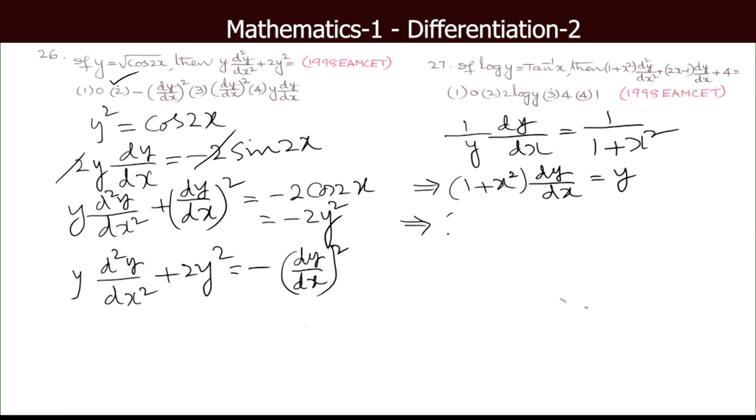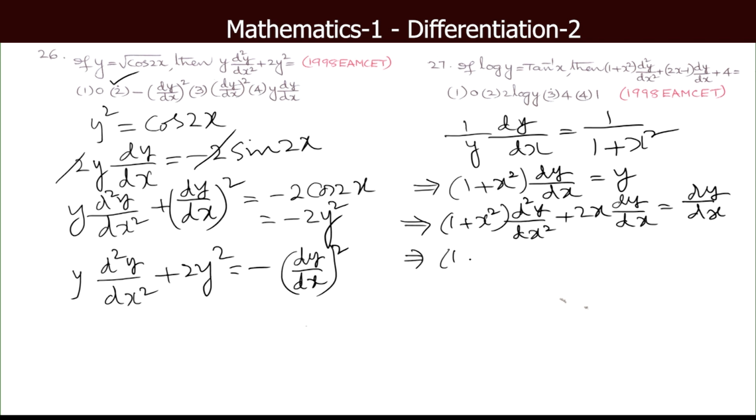Again, differentiate both sides with respect to x, 1 plus x square into d2y dx2 plus the derivative of x square, 2x, into y1 is equal to dy dx, derivative of y, or 1 plus x square into second derivative plus 2x minus 1 into dy dx equal to 0. Well, when this is 0, he is asking this plus 4, which is therefore equal to 4.